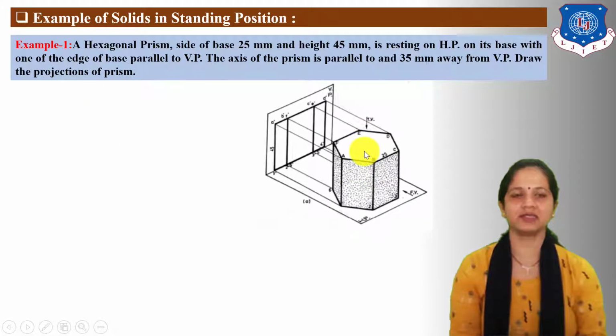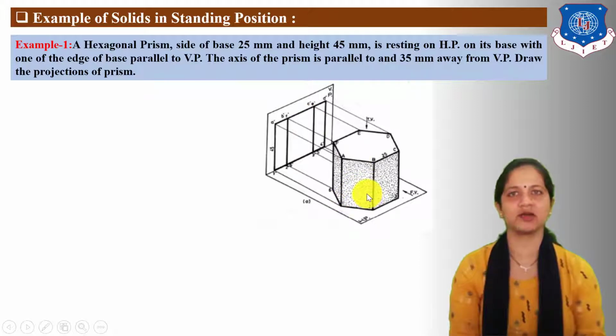Here you can see the actual resting position of the hexagonal prism, which rests on HP on its base with one of its base edges parallel to VP or XY. The axis of the prism is 35 mm away from the VP. Next, draw orthographic projections or views of this standing or resting position of the hexagonal prism.